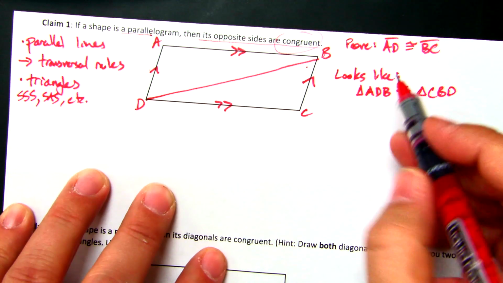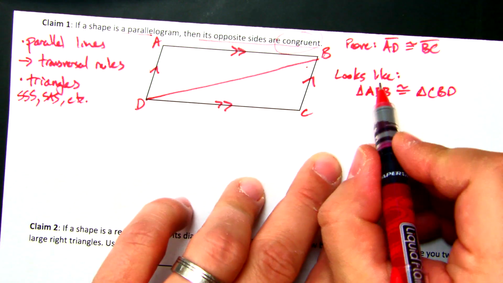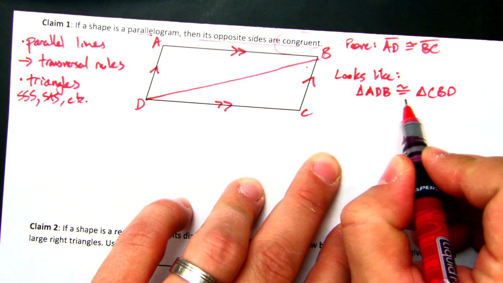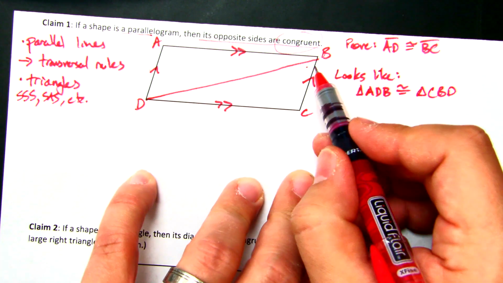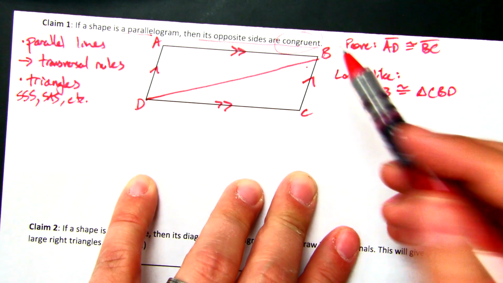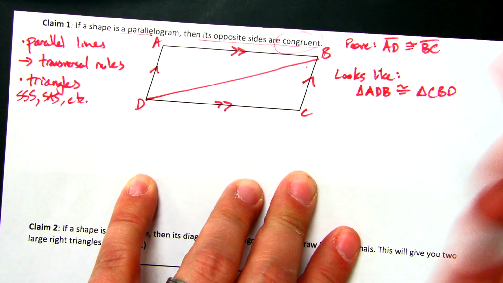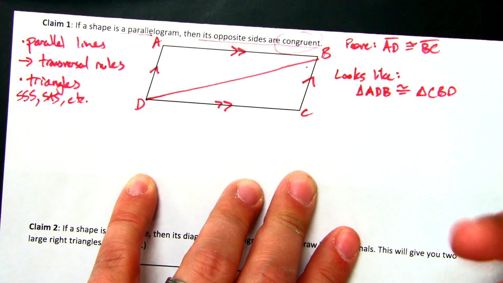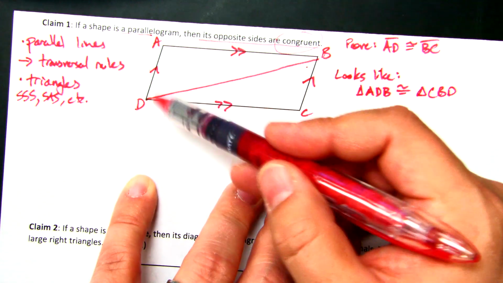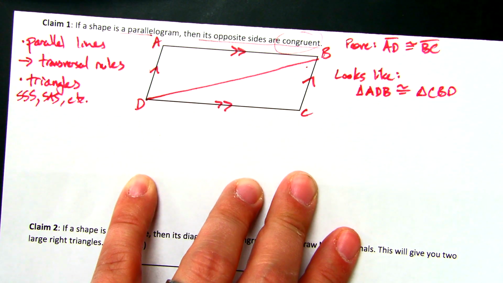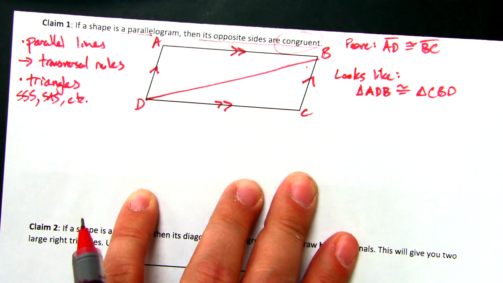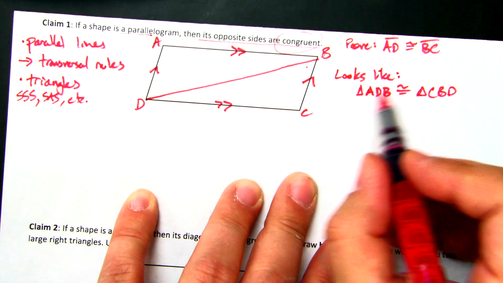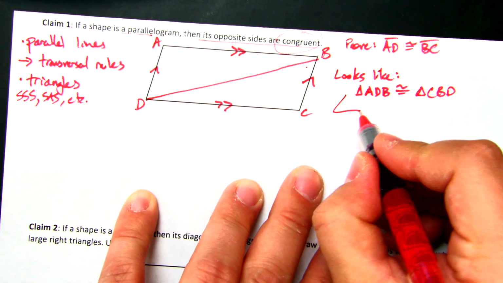And it looks like, well, we should see, look, if I could show that these two triangles are congruent, then the corresponding sides are all congruent, right? Because that's what congruent triangles mean. It means that every corresponding part is congruent. Well, that would mean that BC and AD would have to be congruent. Okay, so if I could show that, then I'd be home free, right?